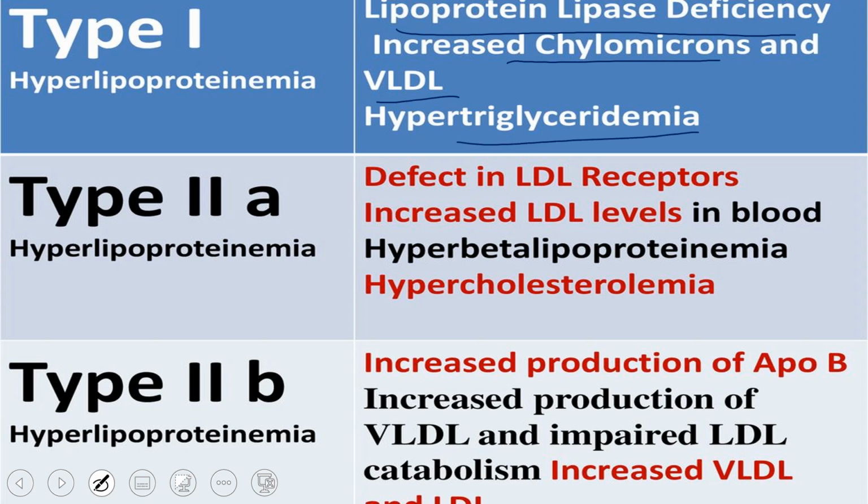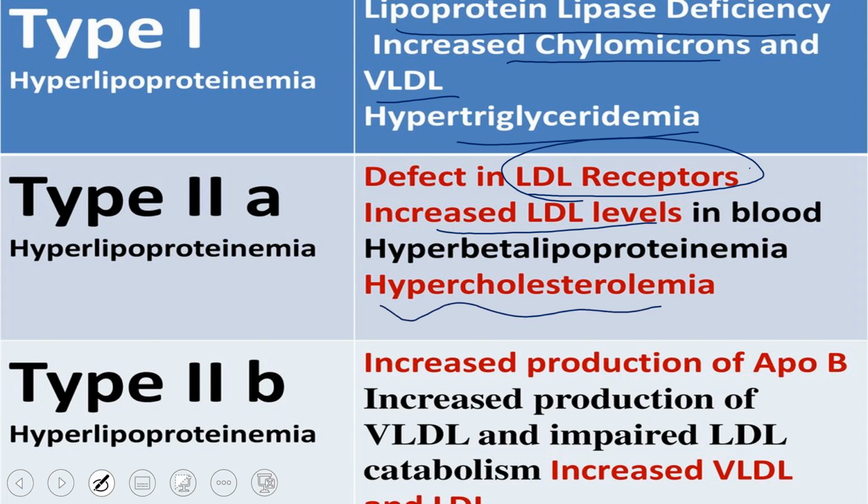In case of type 2A, we are going to have deficiency of LDL receptor. Normally the LDL receptor is present on the liver. So hepatocytes, the liver cells, do not have LDL receptor. So LDL will not be taken up by the liver, rather it will stay in the circulation. So we will have more LDL content in the blood circulation, and because LDL is having a high amount of cholesterol, we will have hypercholesterolemia also.